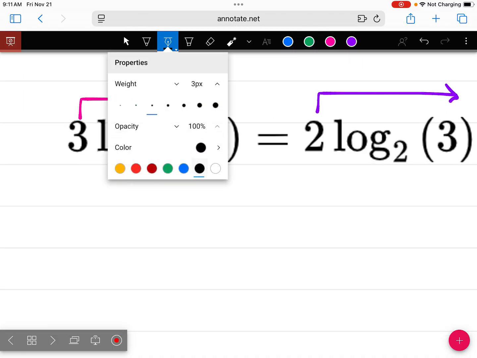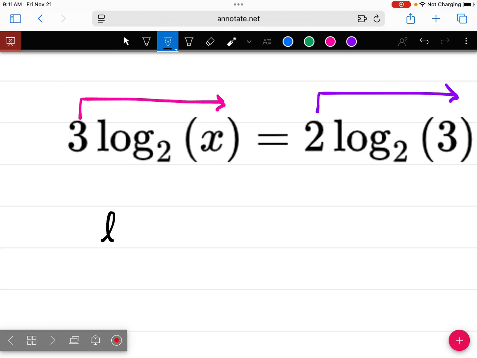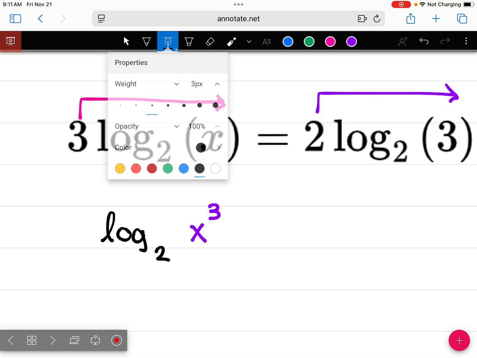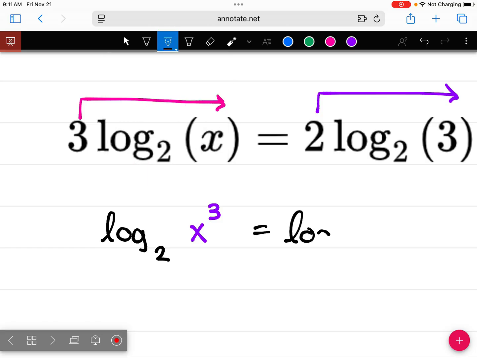So I can rewrite these as log base 2 of x cubed equals our log base 2 of 3 squared, or 9. What can we do here?